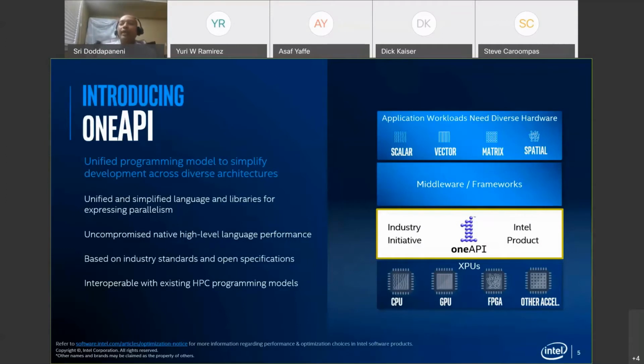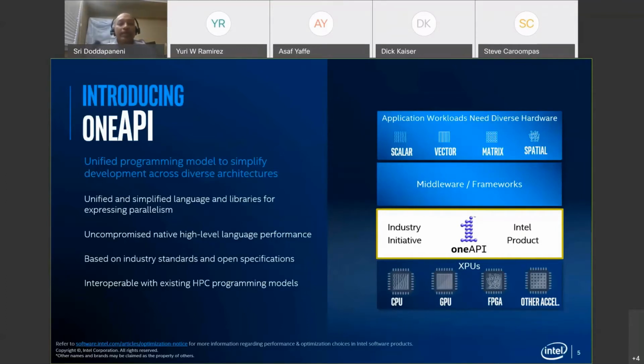And then we also back it up with a set of tools, essentially enhancing our industry-leading compilers, libraries, debuggers, and analysis tools into our Intel product. So you'll see it used sometimes in both contexts, and they both are valid. So what is this programming model?